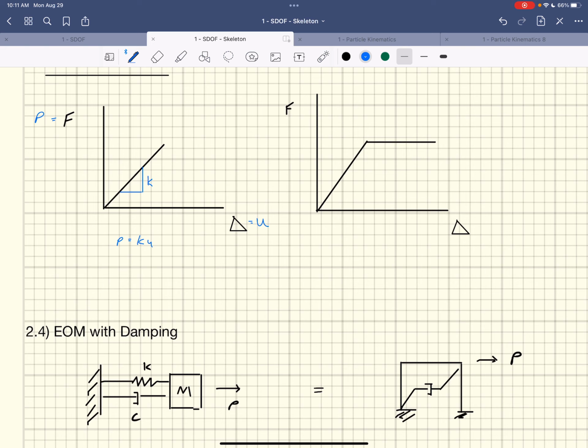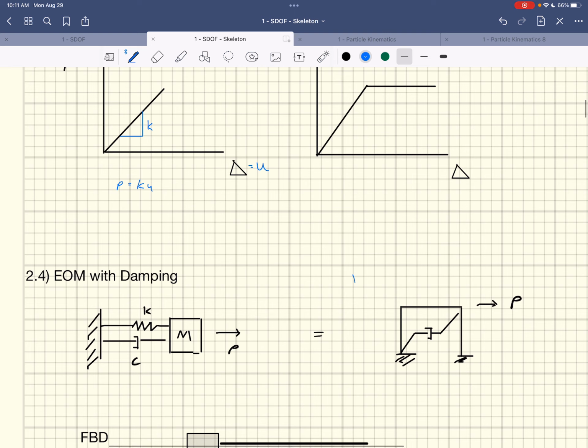When it goes nonlinear, the only comment we're going to make here is that P does not equal K times U. It equals K times U in the linear range. This still is the stiffness. That still has a stiffness of K, but once it hits this point right here, it's no longer K times U. It's something else. It's whatever that yield stress is. So it goes up and then it yields, or it goes nonlinear.